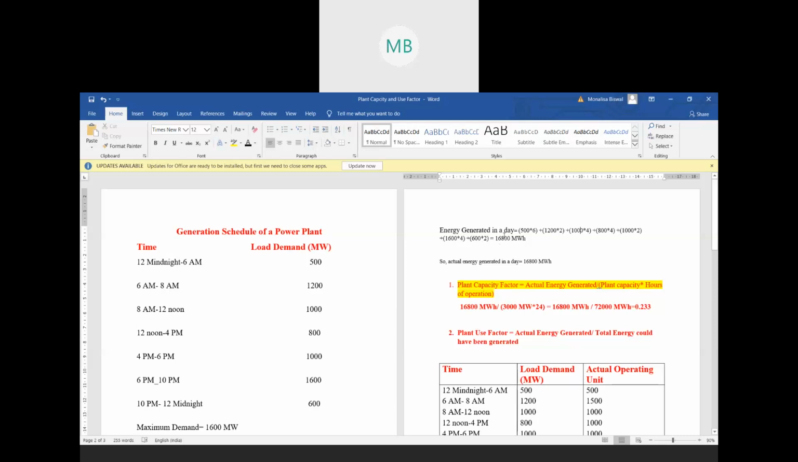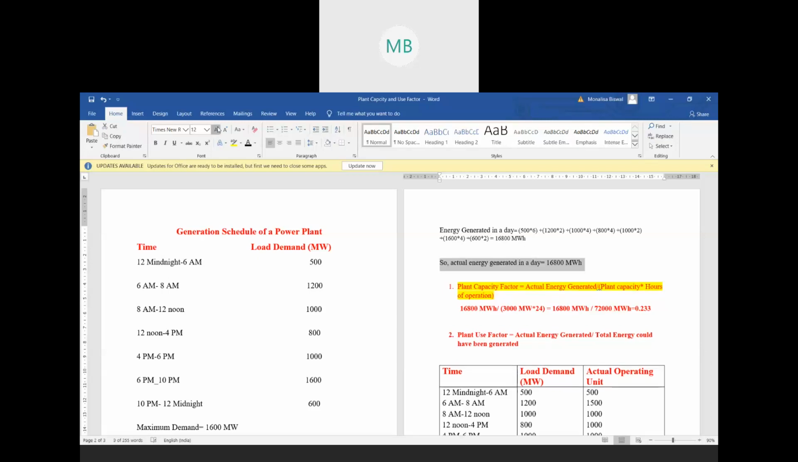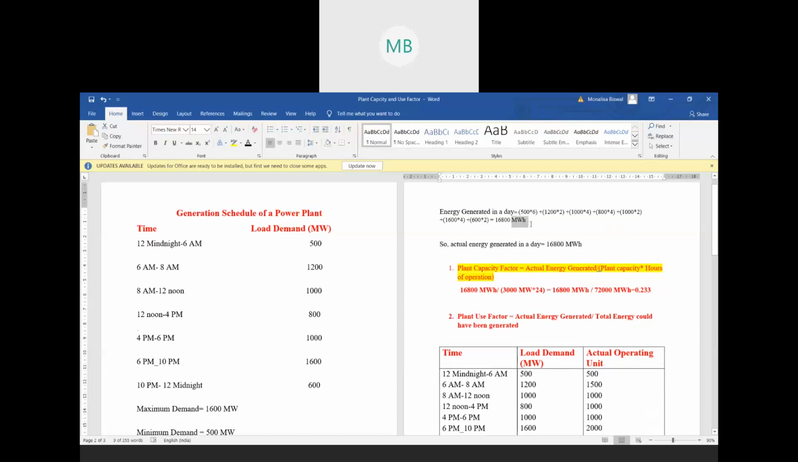So the total energy generated in a day is equal to 16,800 megawatt hour. Now, this is the actual energy generated in a day. According to the load demand, the actual energy generated in a day is 16,800 megawatt hour. Megawatt hour is the unit of energy: power load demand into hours of operation.